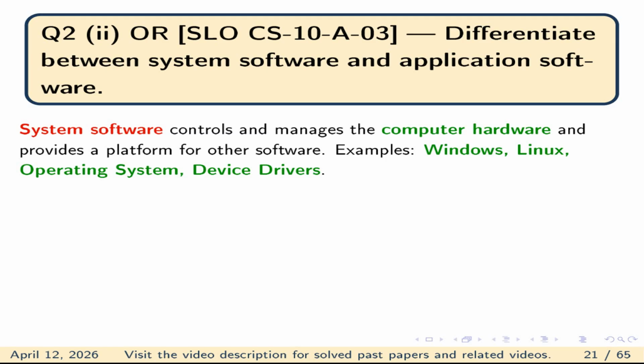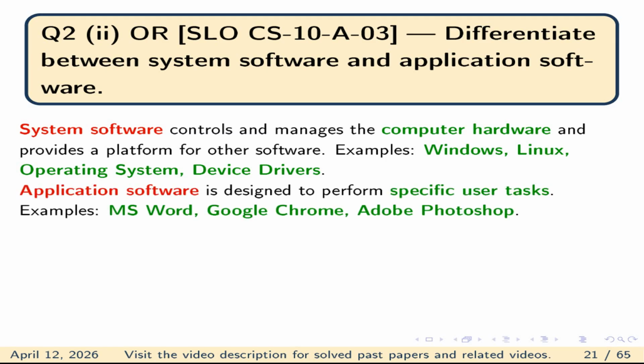OR part is differentiate between system software and application software. System software controls and manages the computer hardware and provides a platform for other software. Examples: Windows, Linux operating system, device drivers. These are the kinds of system software.